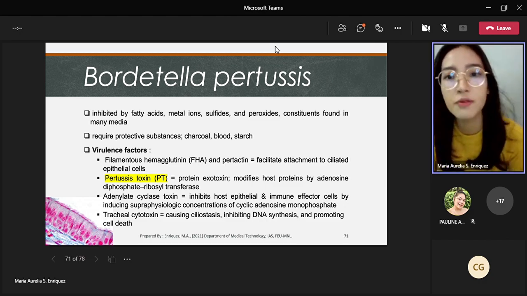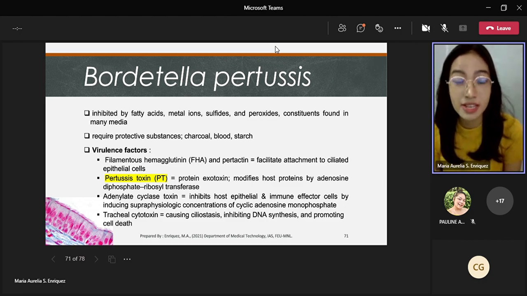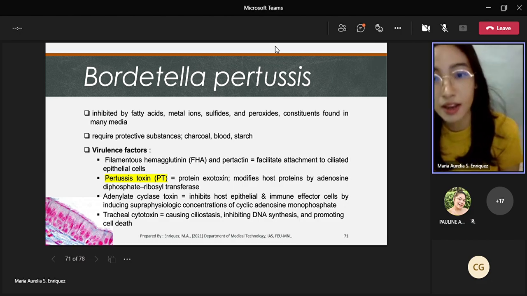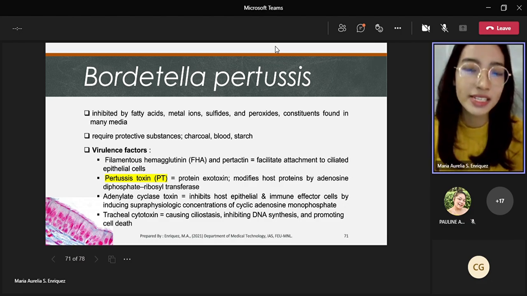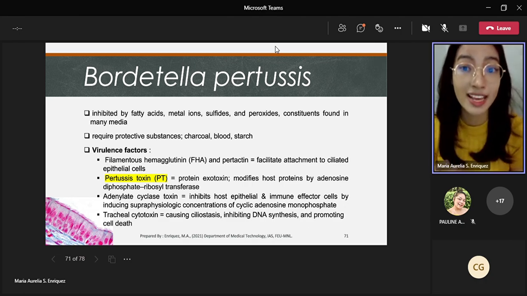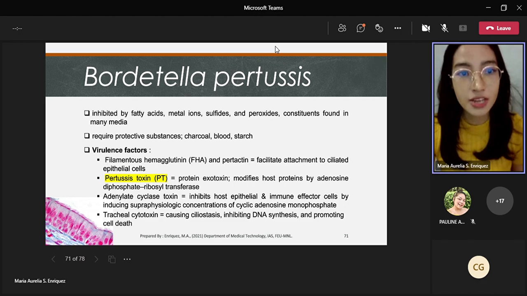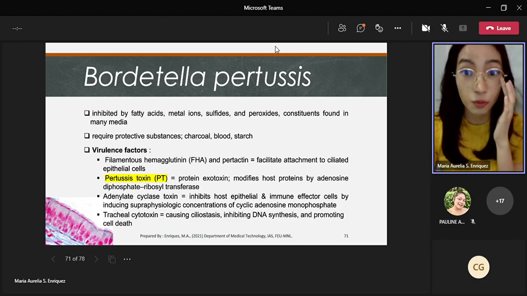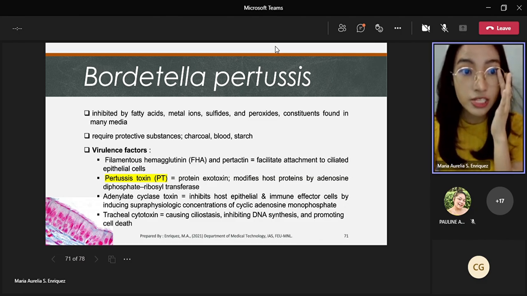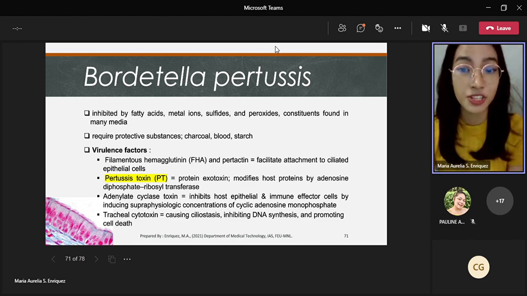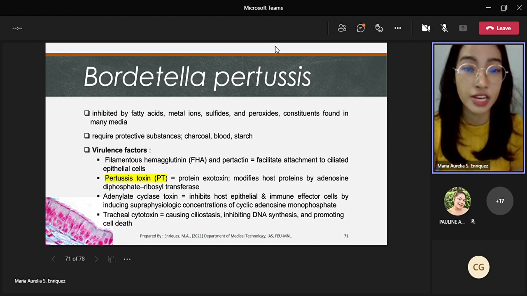All right, proceeding with the specific species, first let's look at Bordetella pertussis. So it can easily be inhibited by many compounds, hence they need protectants such as charcoal or blood or starch. Okay, now what are the virulence factors of Bordetella pertussis? The most significant virulence factor out there is the pertussis toxin that has the ability to modify host proteins.